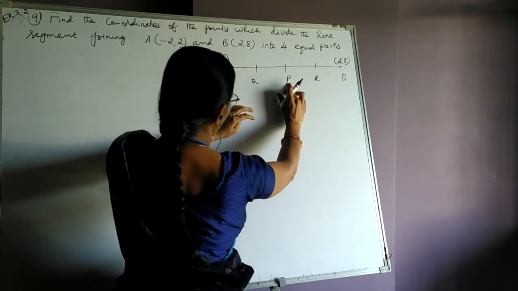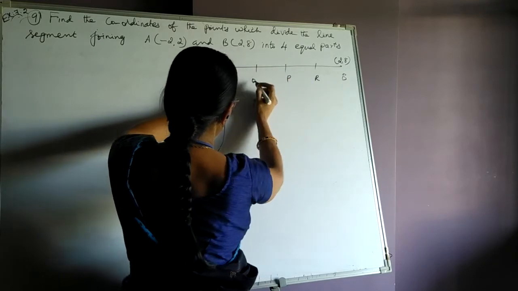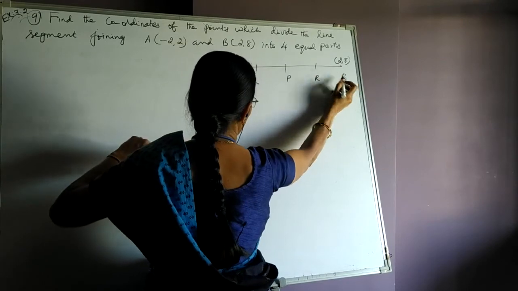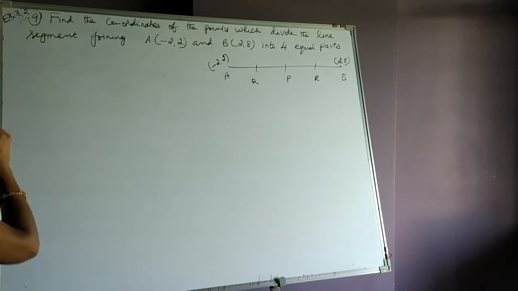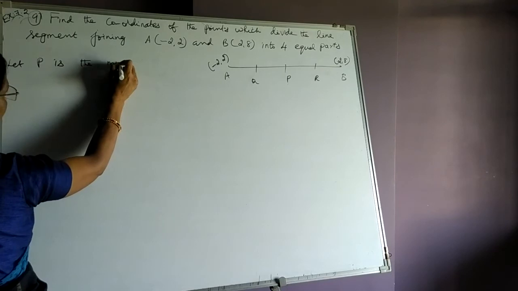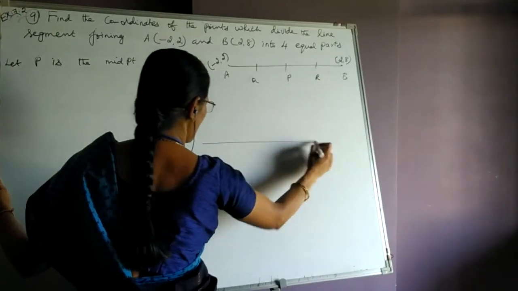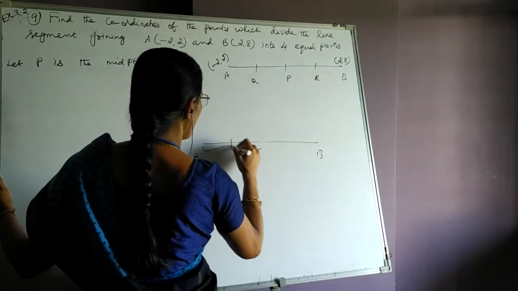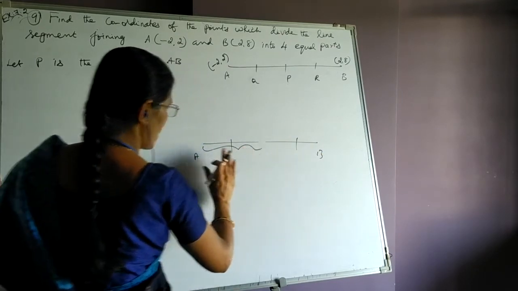So I have taken P as the midpoint of AB. Then I have taken Q as the midpoint of AP, and R is the midpoint of PB. Taking like this, we can divide AB into 4 equal parts. Actually, first we are dividing AB into 2 equal parts. Then each part again we are dividing into 2 equal parts. So how many parts totally we'll get? We'll get 4 equal parts.